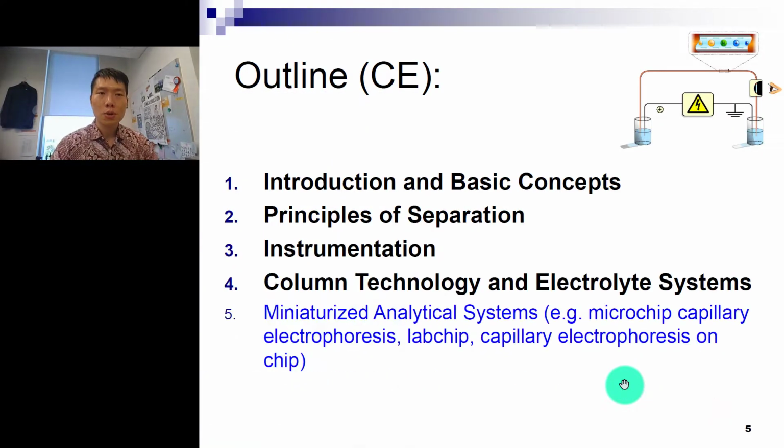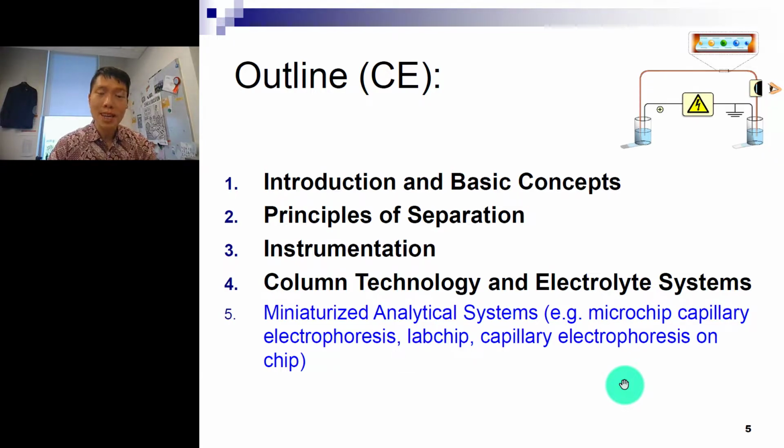Right. So in general, the outline of CE is that these are the 5 main points I will talk about. First, I will do the introduction, so the basic concept of this very good equipment called the capillary electrophoresis. What is the principle of separation? Why do we need to separate? The purpose and how to do it.